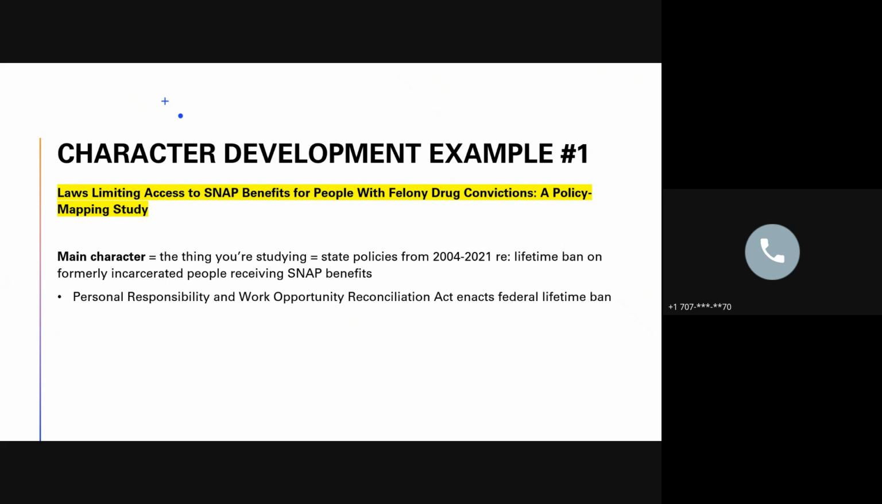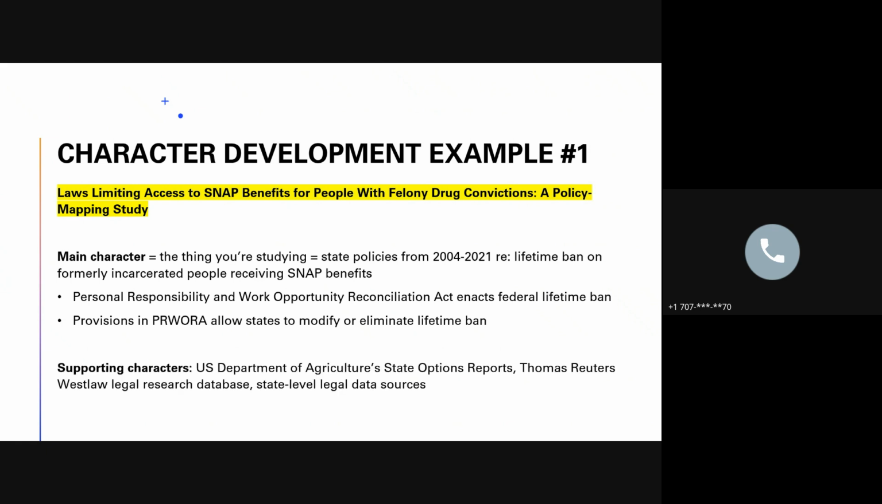There was an act that enacts this federal lifetime ban, but that act also has some provisions that allow states to modify or eliminate the lifetime ban. So these are important characteristics for us to understand about these state policies. The supporting characters are the databases that the researchers used in order to learn about these state policies. So they have 4 here that they looked at.